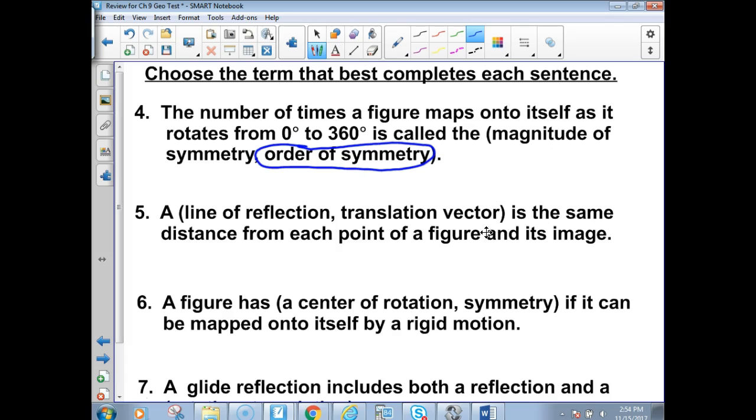A blank is the same distance between each point of the figure and its image. Okay, when you do a reflection, all the points are an equal distance from the reflection line of symmetry, or the reflection line. So a line of reflection is the same distance from each point, not a translation vector. A figure has blank if it can be mapped onto itself by a rigid motion. It has symmetry.